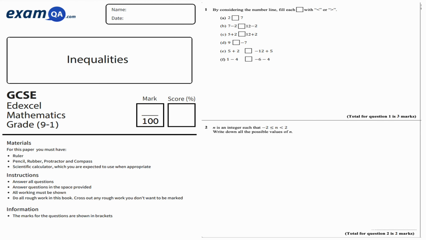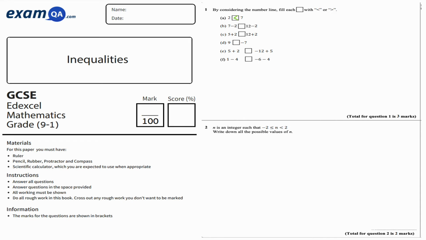Right, guys, so we are now looking at Exam QA, GCSE Edexcel Mathematics 9 to 1, and we're also looking at inequalities again. It is from the examqa.com website, so feel free to check that out for maths. This is question number 1. By considering the number line, fill in the box with less than or greater than. Part A, 2 and 7, so 7 is bigger than 2, so 2 is less than 7.